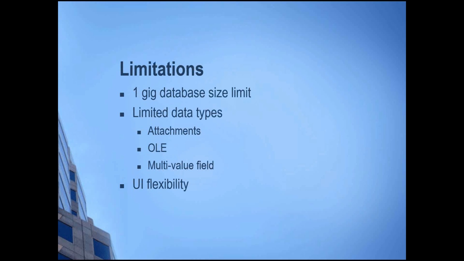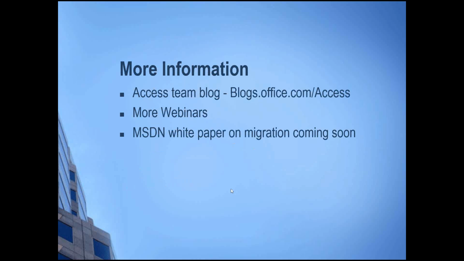There are also some limited data types. If you're used to the attachment data type in the old Access, OLE objects, or multi-valued fields, where I can have a field with multiple values, what we do now is have separate table-like structures. And if you want to do really cool things with the UI, between themes and SharePoint and moving things around, I'm a little bit limited on what I can do. So be aware of those limitations when you're picking out a project, so you don't run into them right away.